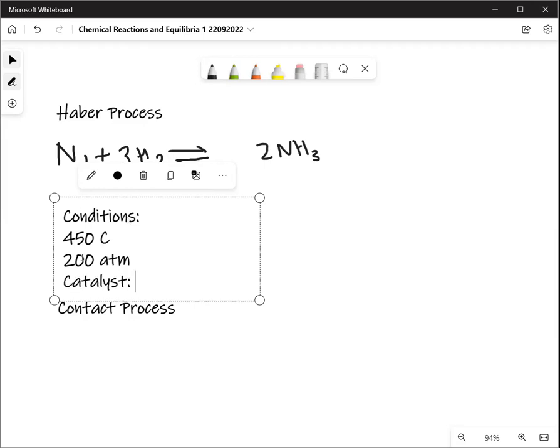Are you writing this down? Yeah, I'm writing it. The catalyst is iron powder. So it will always be this. Memorize it and you'll always get it. If you can memorize and understand the concepts, then you can answer the question.